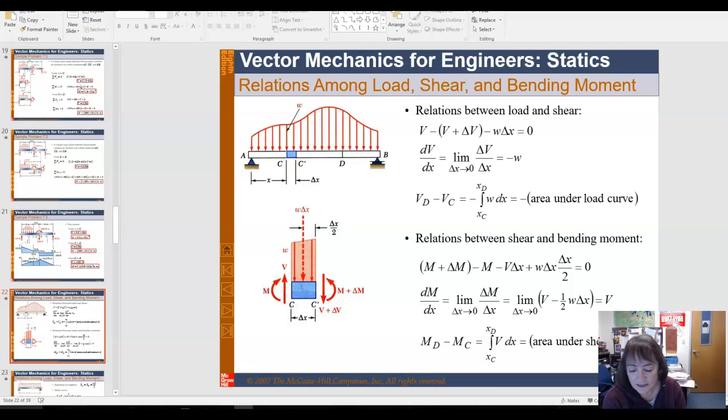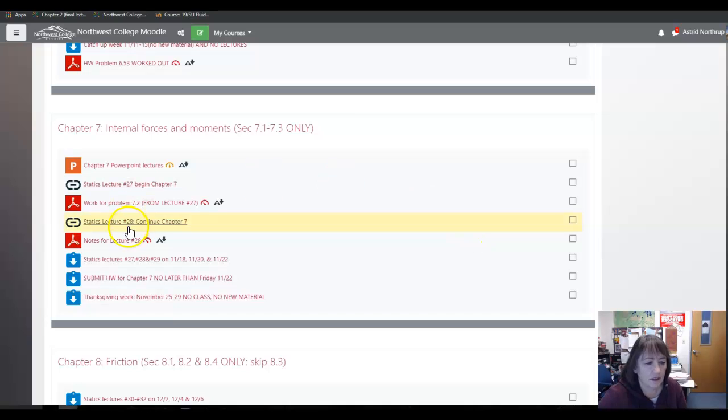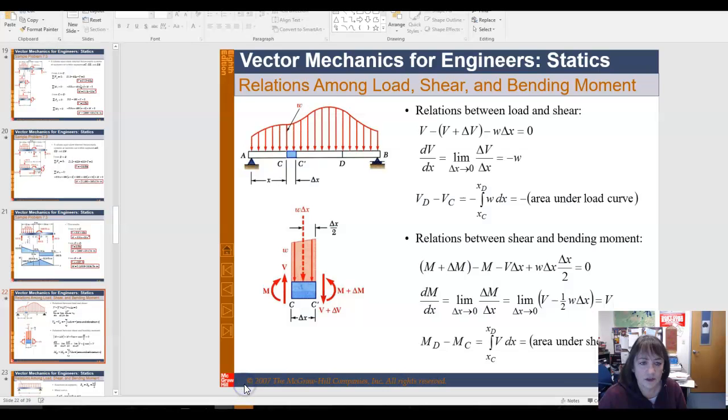Hi everybody, this is lecture number 29 from our statics class, and we've covered almost all of chapter 7, so today is going to be the last lecture that we cover on chapter 7. We're going to start talking about the things that we've done, the load, shear, and bending moment diagrams, mathematically. So far our solution has been a graphical solution, so we're now going to take a look at what these look like in terms of math.